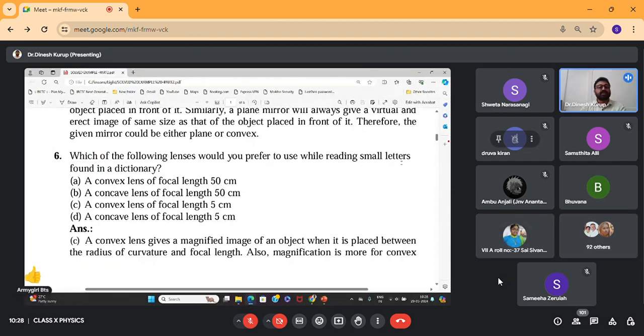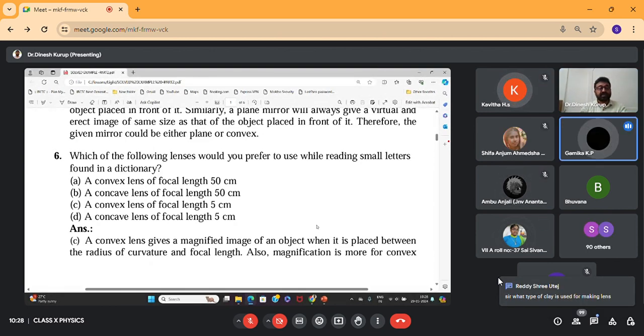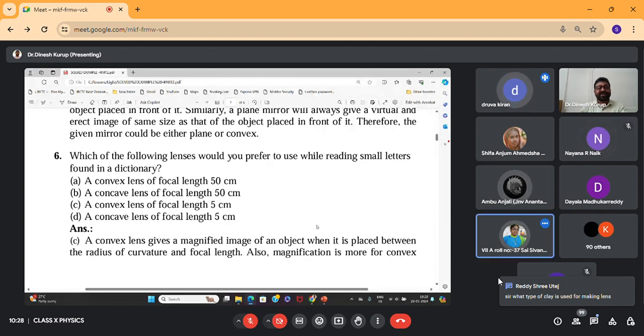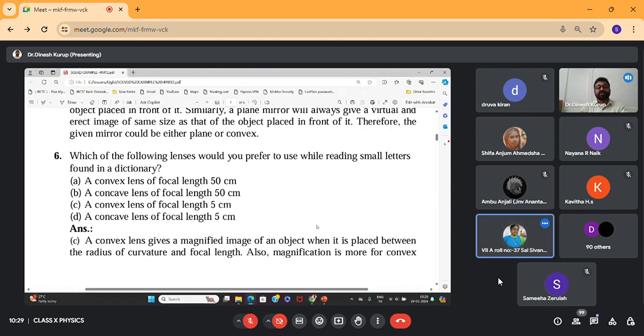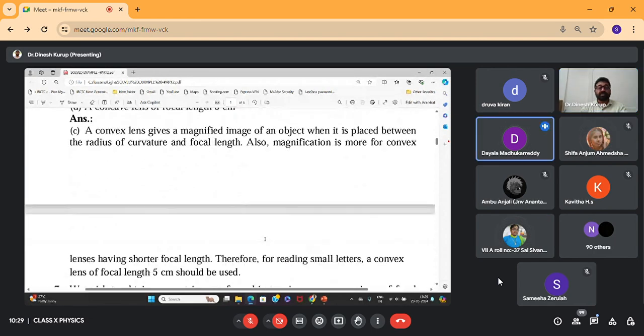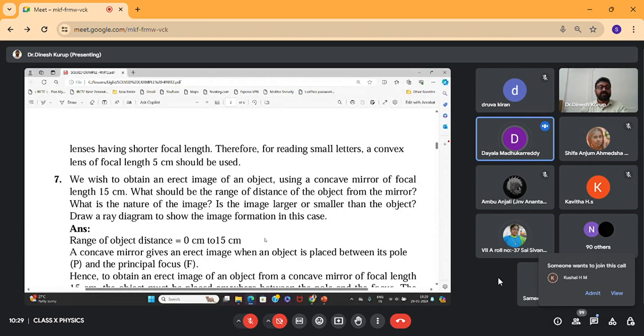This is a question from the board exam. Which kind of lens do you prefer while reading small letters found in a dictionary? Which type of lens do you have to use? A lens with more power or less power? More power. Convex lens or concave lens? Convex lens. We will use a more powerful convex lens. More power means lesser focal length. So a convex lens of focal length 5 centimeters we have to use.